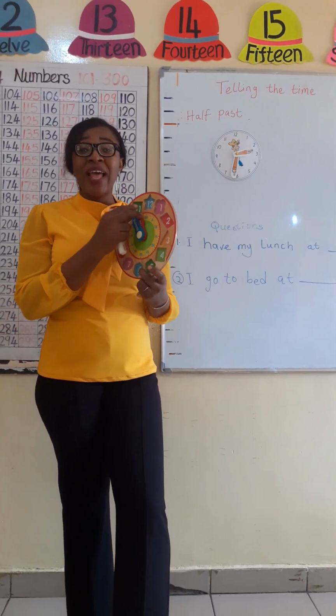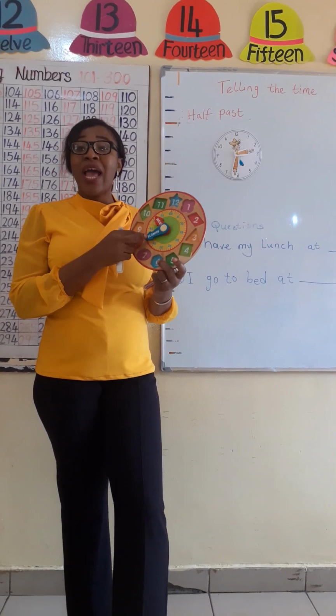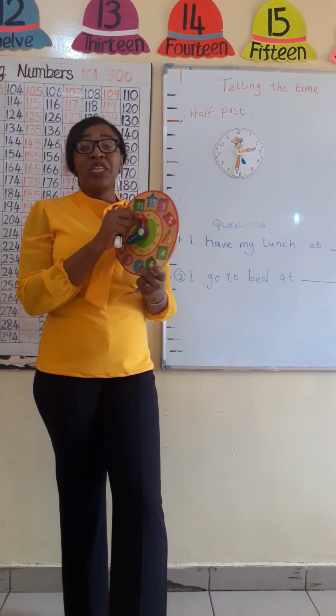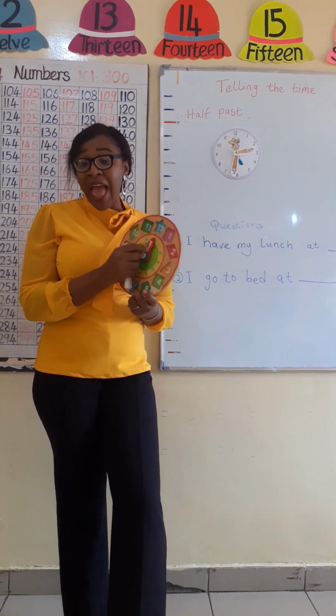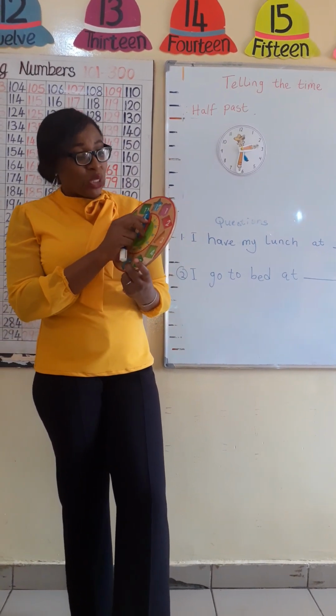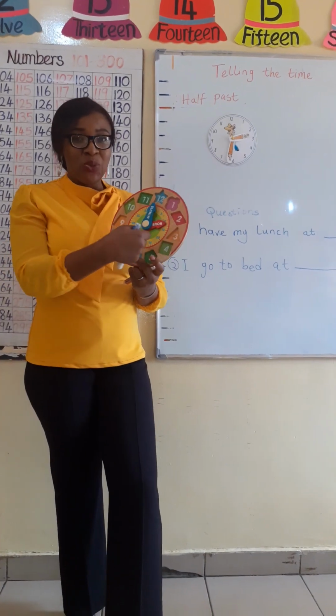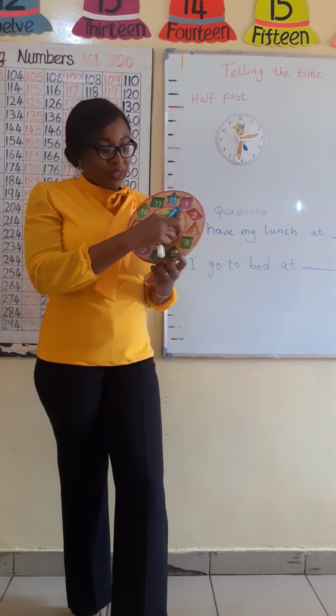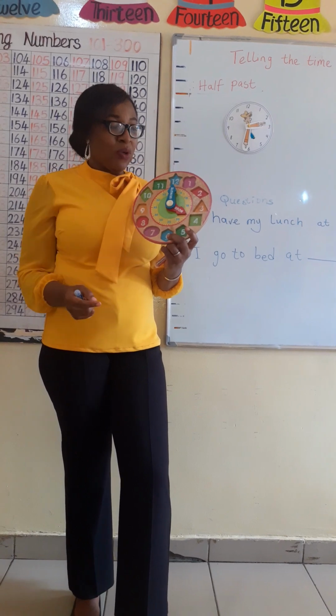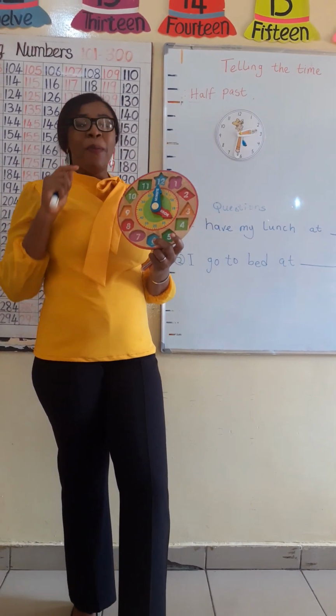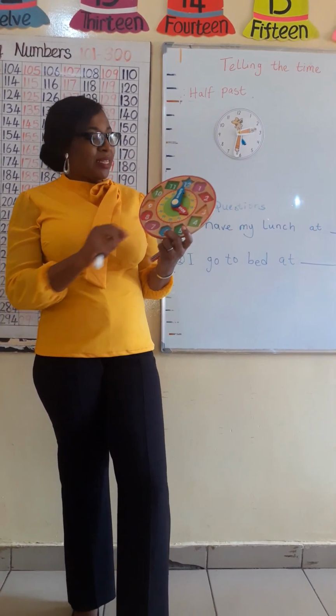We have two hands in the clock, the long hand, which is the minute hand, and the short hand, which is the hour hand. And we said whenever the long hand is in 12 and the short hand is in another number, it is 2 o'clock. If we move this to 4 and the long hand is in 12, it's 4 o'clock. But then how can we get half past?